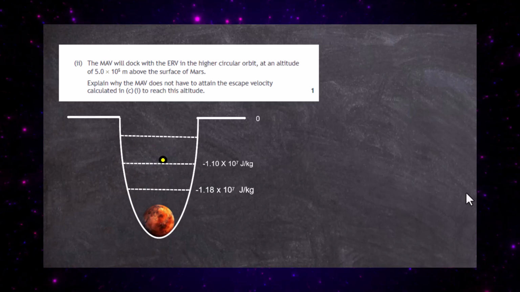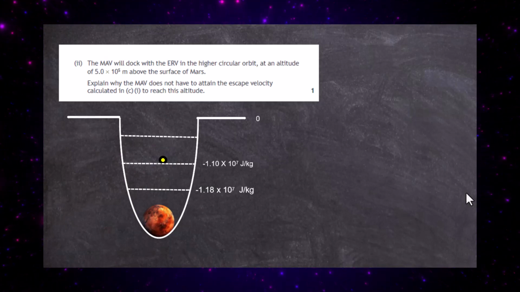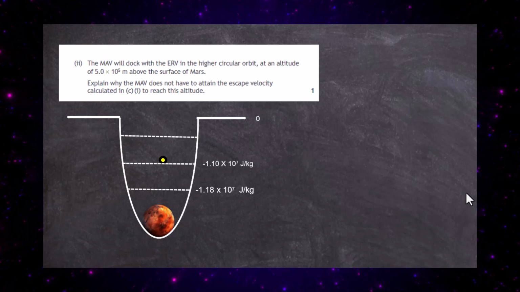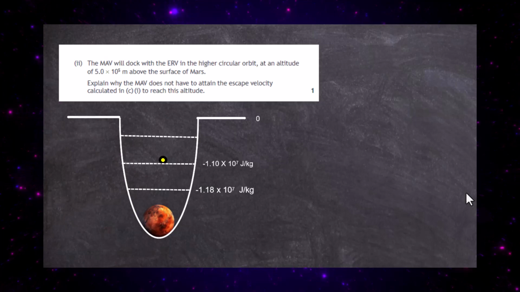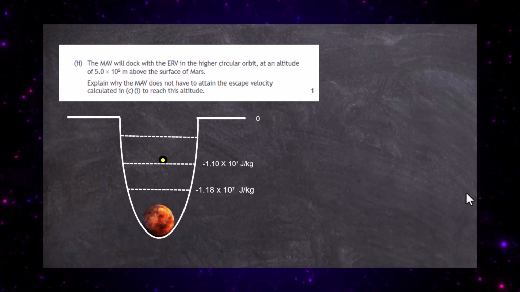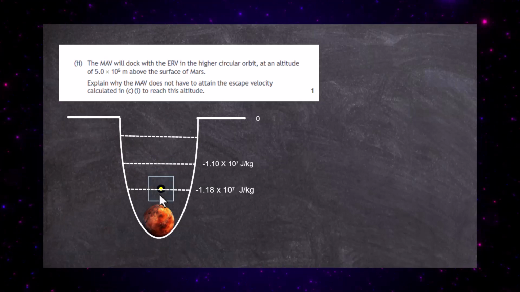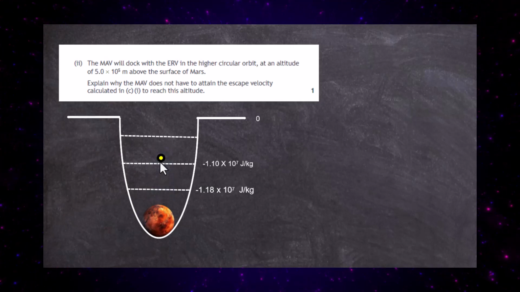but the escape velocity will take it to the zero of potential, the place where we call it escaped completely from the influence of the gravitational field of Mars. And it just needs a certain amount of velocity to lift it to the next orbit.